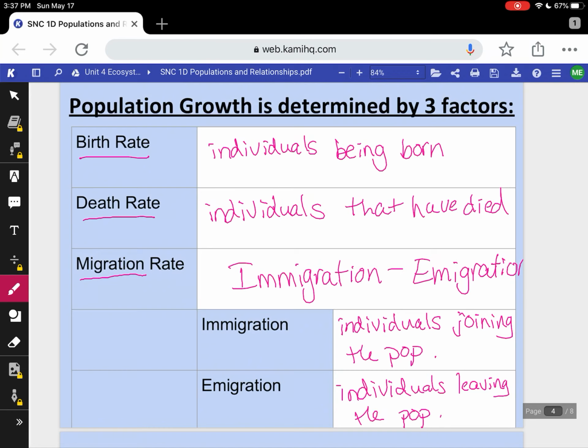And so depending on the rate of each of these things, that's how we know that our population is either growing or declining. And so if we have a really high birth rate but a really low death rate, then our population is going to be growing. We'll have more members being added than taken away. If we have a really high death rate but a very low birth rate, then our population will decrease in size.